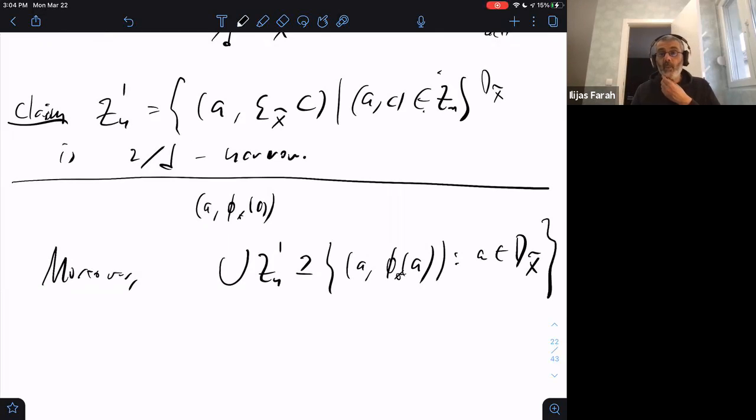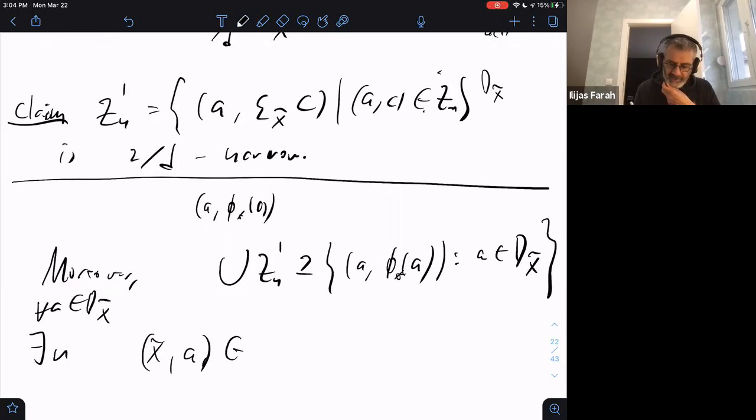Right, so why is that so? Well, if A is in the X tilde, then there exists some N such that X tilde A belongs to Xn, and then X tilde A belongs to this Zn prime. Right, so finally, we have our epsilon narrow sequence of sets. Okay, any questions? You probably may want to read the proof once again.